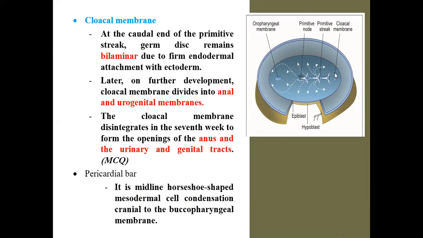Now, what is the cloacal membrane? At the caudal end of the primitive streak, the germ disc remains bilaminar due to firm endodermal attachment with the ectoderm. Later on, in further development, the cloacal membrane divides into anal and urogenital membranes. The cloacal membrane disintegrates in the seventh week to form the openings of the anus and the urinary and genital tracts. Then the mesoderm also differentiates into a pericardial bar. It is a midline horseshoe shaped mesodermal cell condensation which will be cranial to the buccopharyngeal membrane.